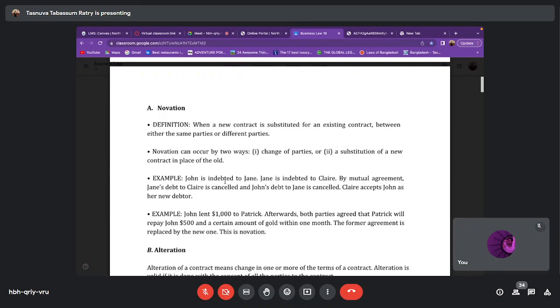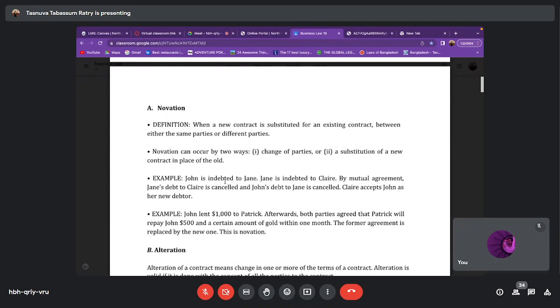Is Jane anymore a party to a contract? No. What has happened here? Novation has taken place. There has been a change of parties. As a result, a new contract has been substituted for an existing old contract. What happened to the old contracts? The contract between John and Jane, that is cancelled. It is being terminated.